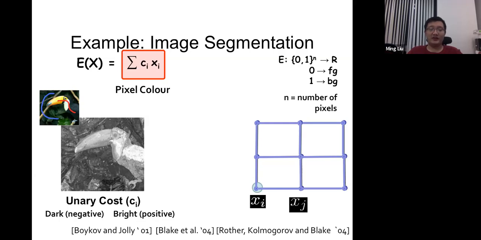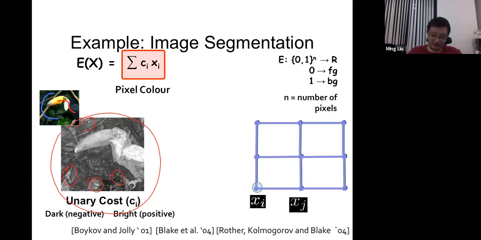And then you can compare the colors. By comparing these colors, you will have the unary cost. That leads to this cost map. The darker color means negative, the bright color means positive, which means you get a higher chance to be foreground. But in this case, you see, even on the background, some local areas have a similar color to the one you labeled with the red stroke.